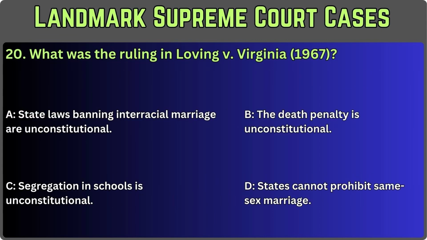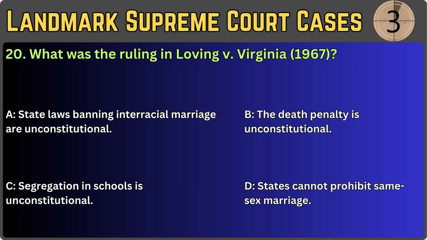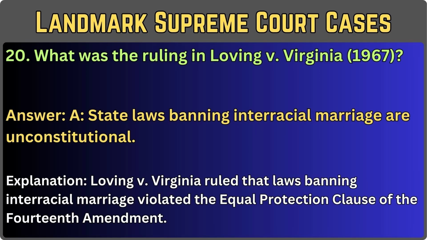20. What was the ruling in Loving v. Virginia, 1967? A. State laws banning interracial marriage are unconstitutional. B. The death penalty is unconstitutional. C. Segregation in schools is unconstitutional. D. States cannot prohibit same-sex marriage. Answer: A. State laws banning interracial marriage are unconstitutional. Explanation: Loving v. Virginia ruled that laws banning interracial marriage violated the Equal Protection Clause of the 14th Amendment.